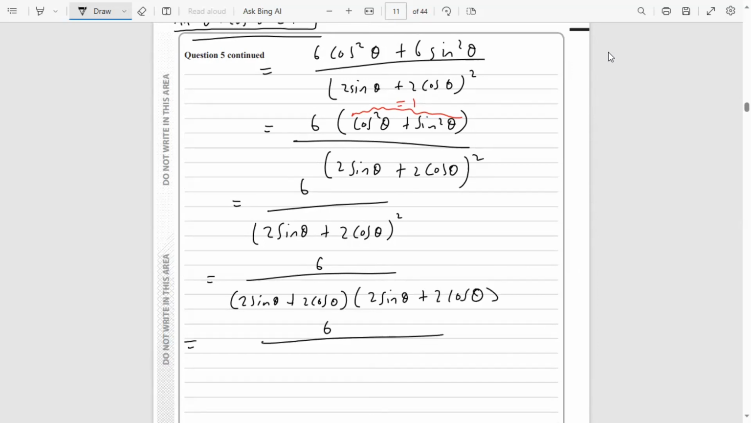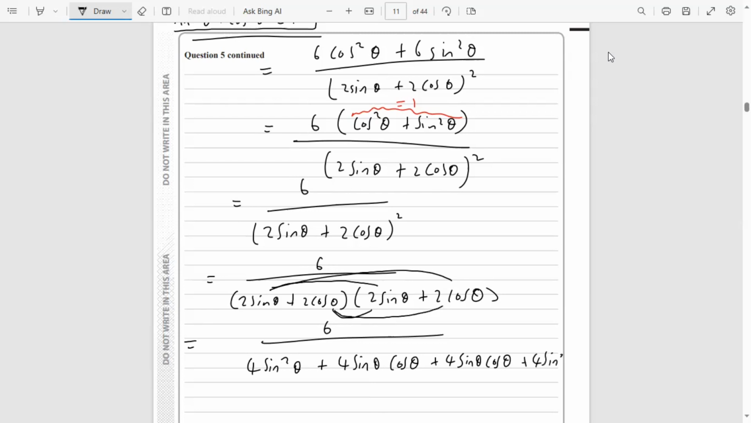So then when we expand our brackets, 2 sine theta times 2 sine theta is a 4 sine squared theta. And then we've got a 2 cos theta times a 2 sine theta. So that's going to be a 4 sine theta cos theta. Then we've got 2 cos theta times 2 sine theta. So we get another 4 sine theta cos theta. And then lastly, we've got 2 cos theta times 2 cos theta, 4 sine squared theta.